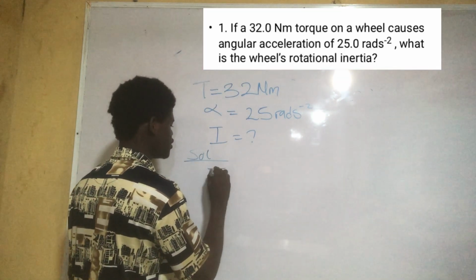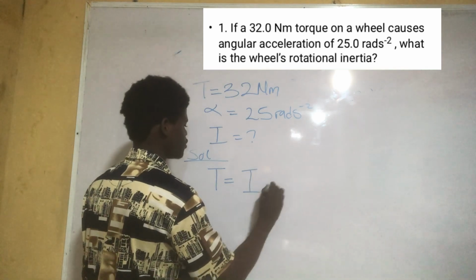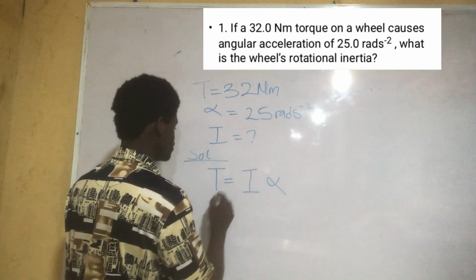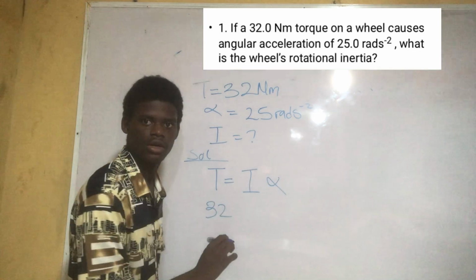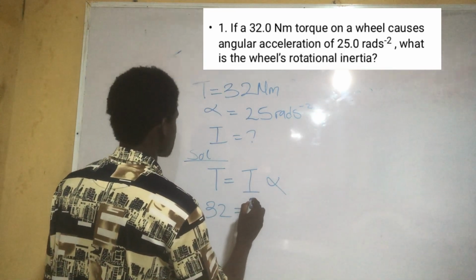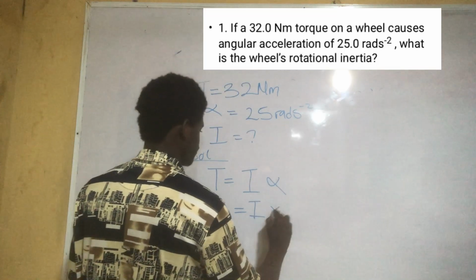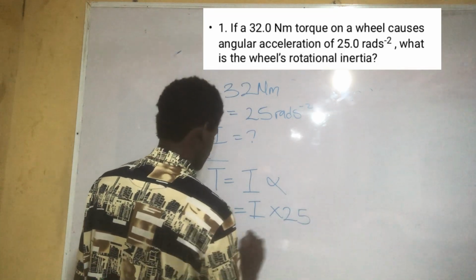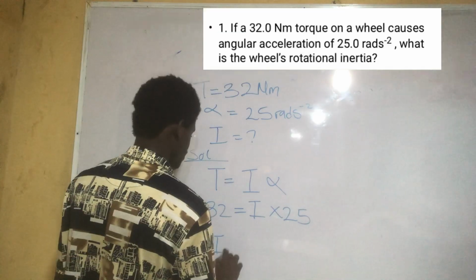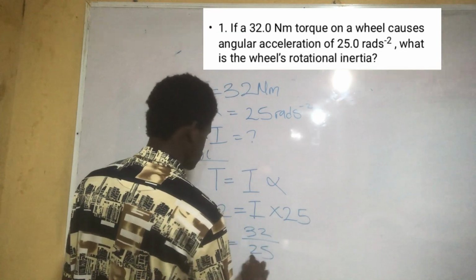To find moment of inertia is as easy as pie. So that will be T equals I alpha. T is given to be 32. Can you see the board? Yeah, so T is given to be 32. I is what we are looking for. And the angular acceleration is 25, right? So I is just going to be 32 over 25 when we divide both sides by 25.